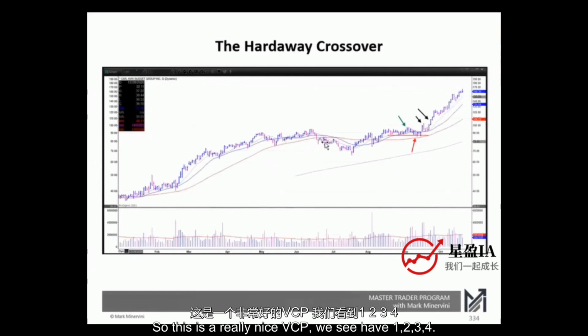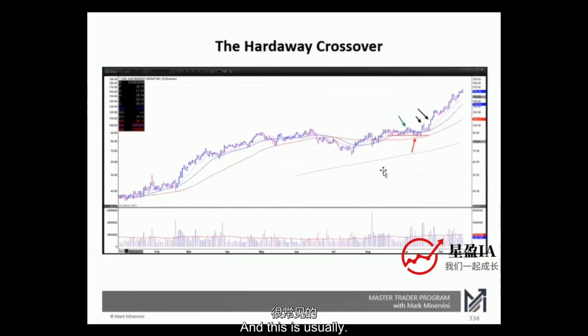So this is, again, a really nice VCP where you see you have 1, 2, 3, 4. It gets real tight in here, right? So now it comes out, and sometimes they'll come out strong. It doesn't have to be a little feeble breakout like this to have a Hardaway crossover. It could be a strong breakout. But what will happen is you get stopped.